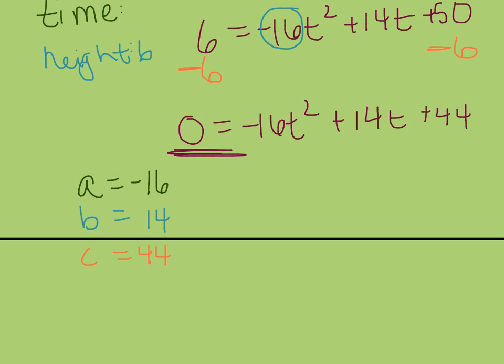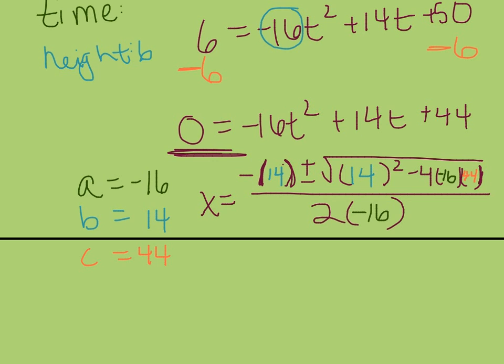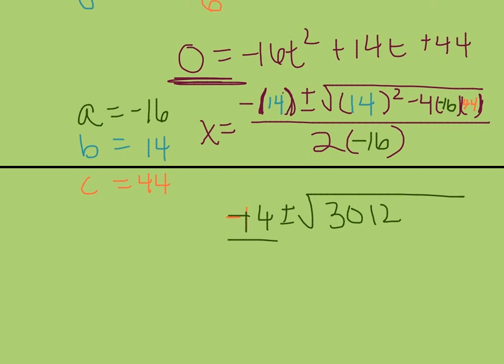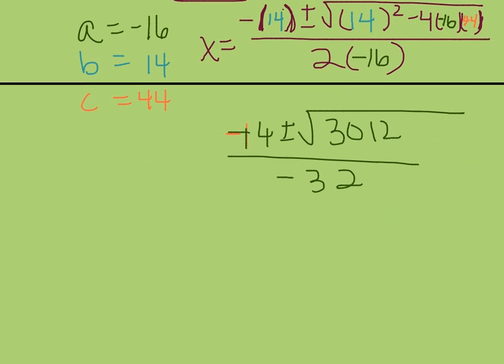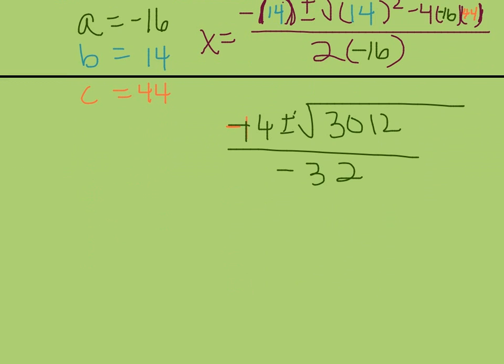Alright, so we're going to plug that in. Alright, so I plugged it in for you. Don't forget the song. Alright, so we always have to do what's underneath the square root, that discriminant, first. So we're going to have negative 14 plus or minus the square root of, what you get when you put that all in your calculator, 3012. Alright, all over 2 times negative 16, negative 32. Alright, again, we're going to get two answers. We have to do 14 plus what that equals, and 14 minus what that equals, and divide those both by negative 32.